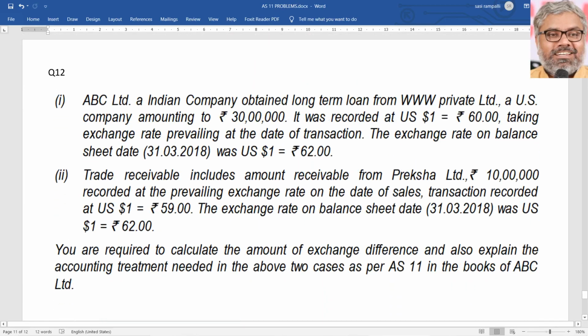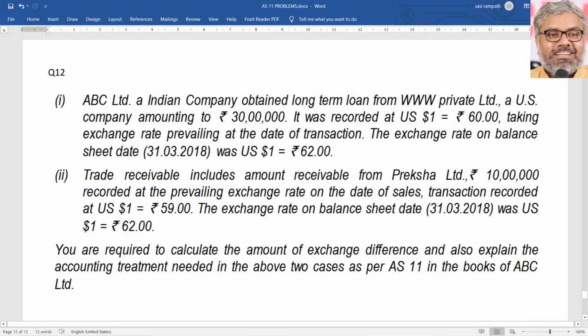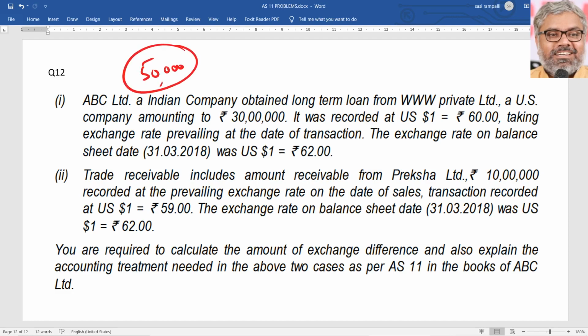Now, last question. ABC Limited is an Indian company which obtained a long-term loan from WWW Private Limited, which is a US company, amounting to 30 lakhs rupees. Recorded at US dollar, $1 is equal to 60 rupees. So 30 lakhs rupees means $50,000 at that rate. First point, we can just find that out and keep it aside. So what was the original liability? $50,000. That is fixed, $50,000.